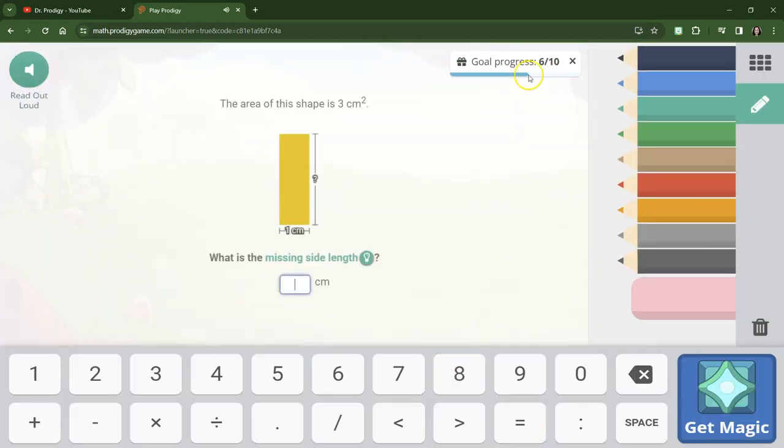All right, what is the area? It tells us the area of the shape is 3 centimeters. So if it's 1 centimeter here, that means that area we find by doing length times width. So 1 times what number equals 3? Well, 1 times 3.